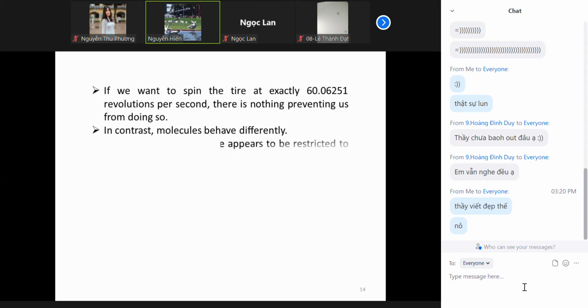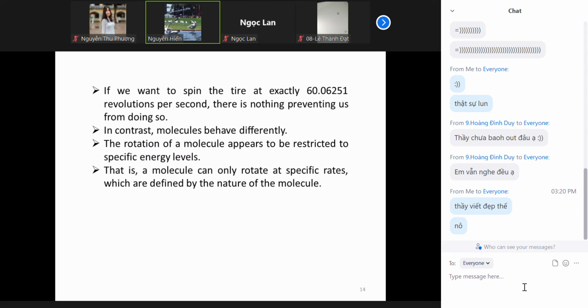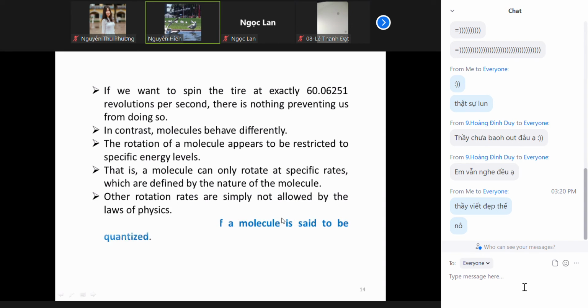But molecules have different behavior. The rotation of a molecule appears to be restricted or limited to some specific energy levels. It means that a molecule can only rotate at a specific rate, not at any rate. And these specific rates are defined by the nature of the molecule. It is different from the rotation of the tire, the bicycle tires. So the rotation energy of a molecule is said to be quantized.